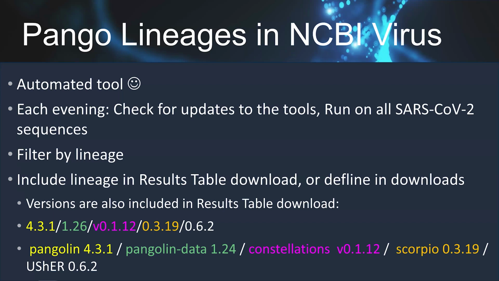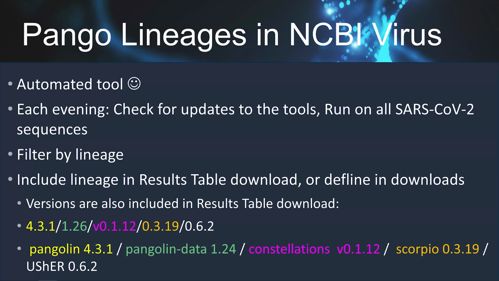So every evening, we check for updates to the tools, and then we run all SARS-CoV-2 sequences through the tools to make sure that all of the sequences have updated lineages as the definitions are changing over time. So that supports filtering by lineage. It also supports, when you do a download, that you can download the lineage itself, and you can download the versions of the tools that were used most recently to assign the lineage to that sequence.